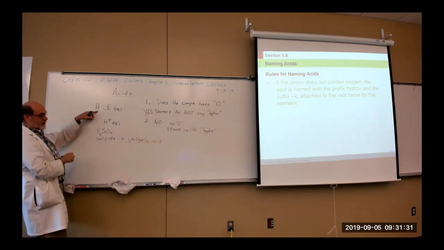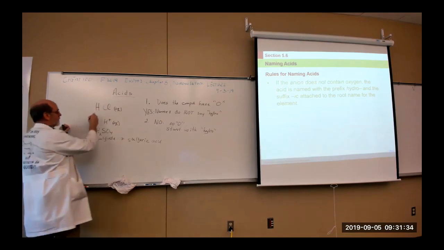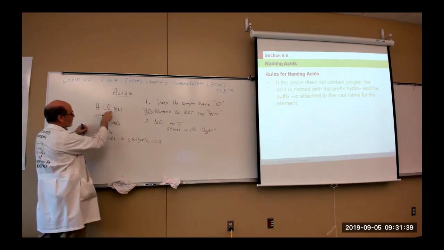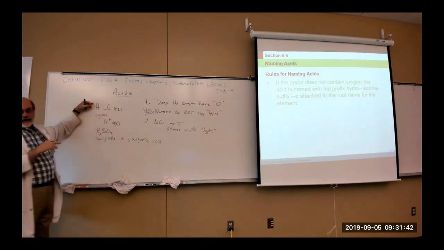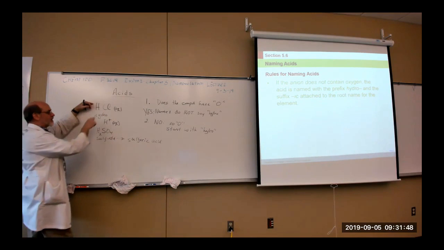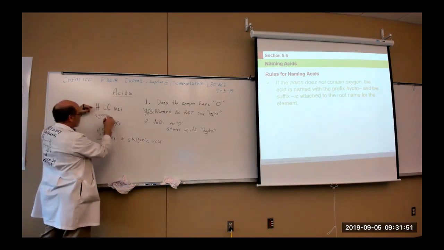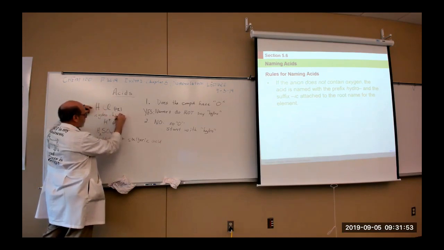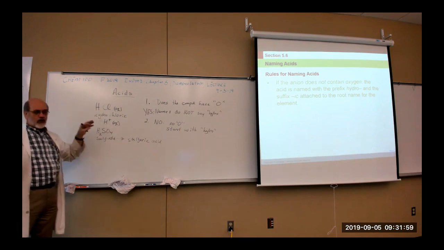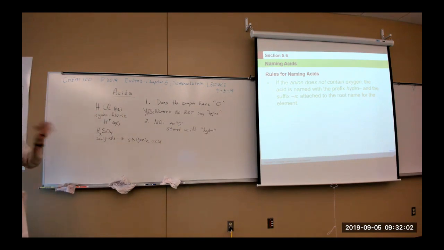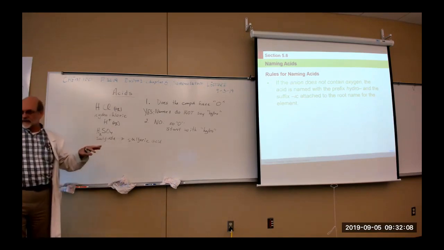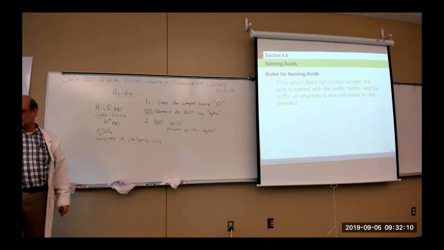This one doesn't have oxygen in it, so we start the name with hydro. So hydro, and then you say, what is this? Well, it would be hydrogen chloride if it were a gas, right? Put it in solution, then you take the chloride and you say ic, chloric, hydrochloric. So whenever you say hydro, you know that the compound does not have oxygen. If there's no hydro, you know the acid does have oxygen.